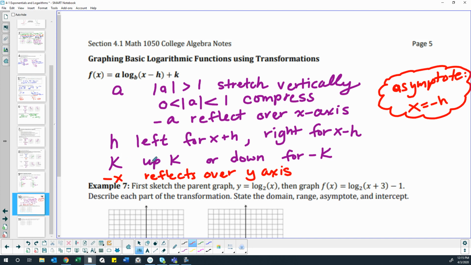K, if we have a plus k at the end, it's going to move up. If it's a minus k at the end, it moves down. And something I didn't talk about before, I think we've mentioned it previously, but if the x is negative in here, that's actually going to reflect our graph over the y-axis.